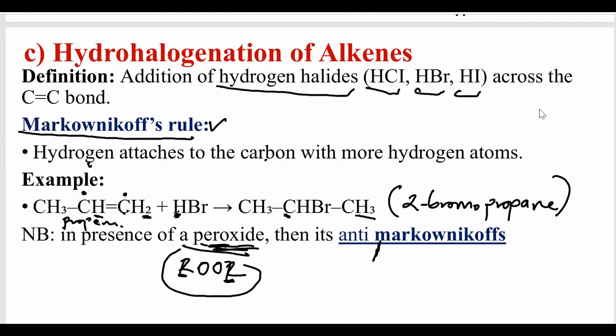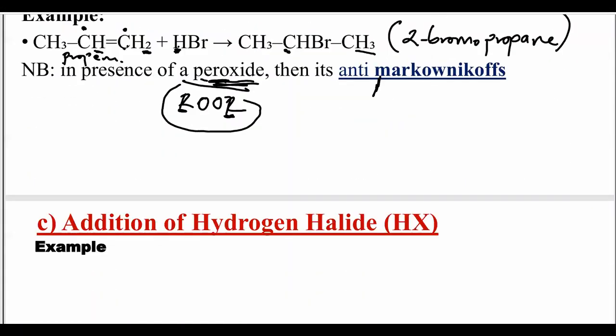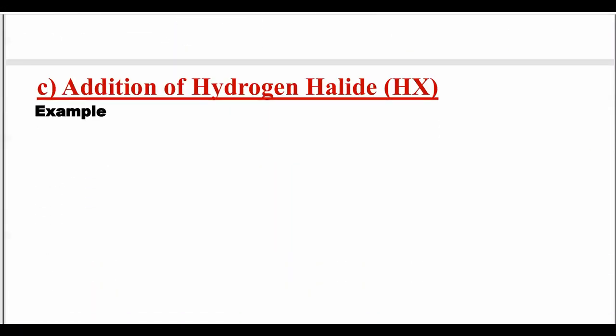Yes. So when it is anti-Markovnikov, the hydrogen now attaches to the carbon with fewer hydrogen atoms. So it is the opposite of Markovnikov's rule. And we're going to have two examples: one clarifying Markovnikov's and one clarifying anti-Markovnikov's.